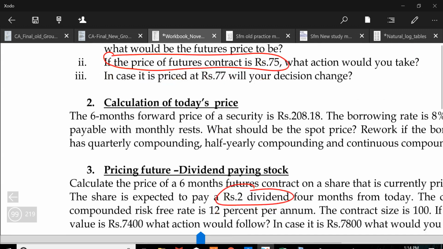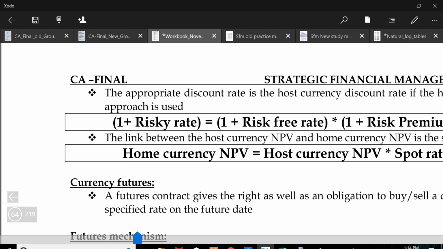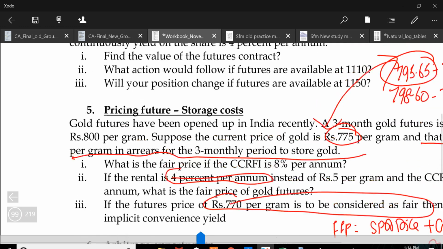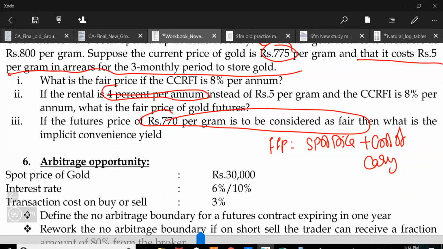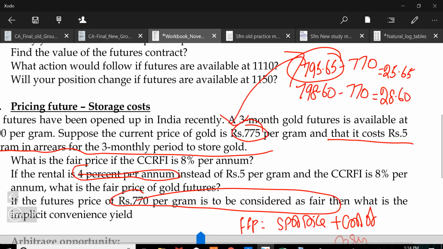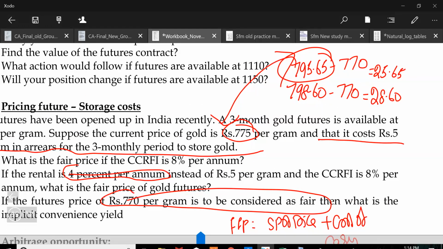Let's do question number 2. Convenience yield, we have already done. That's the difference: your answer was 20.65 and 25.65 and 28.60. Yeah, that's the answer. We only have to incur, whoever is holding on to this.